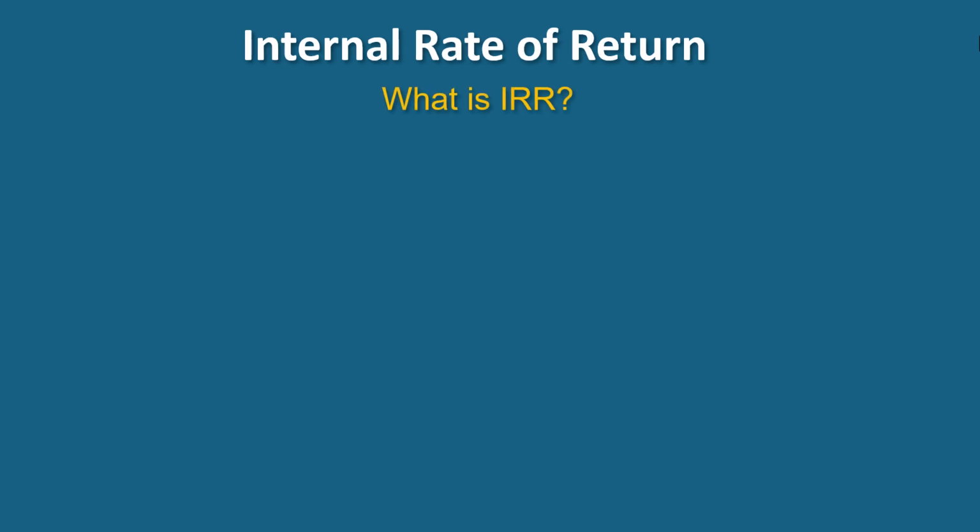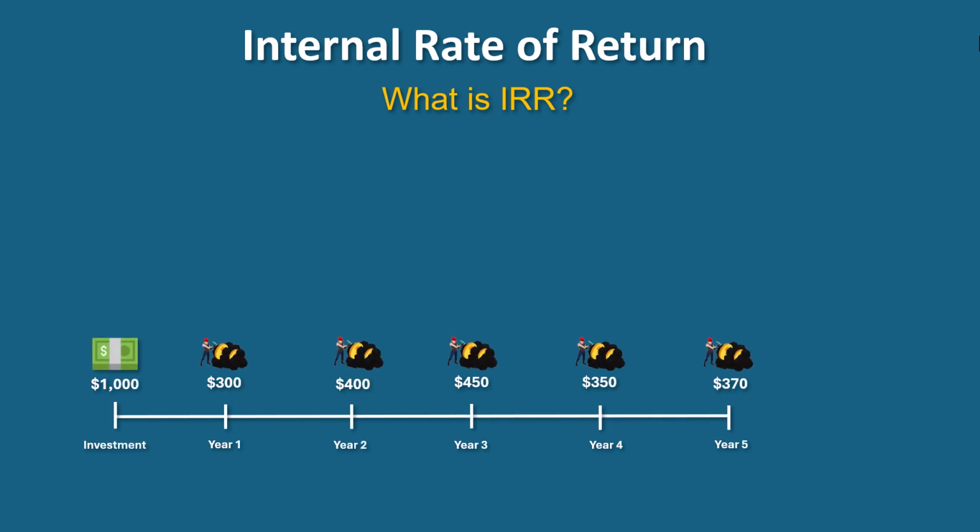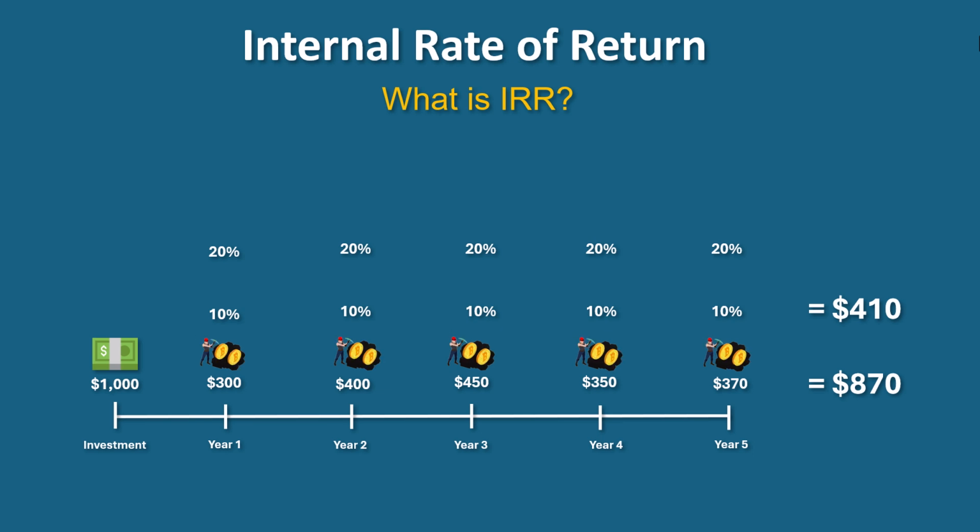Now, what is IRR? Let's understand it with our example. We have net cash flows from the project for 5 years. When we apply a 10% discount rate, we get a positive NPV of about $410. But if we apply a 20% discount rate, the NPV becomes positive but smaller, approximately $106. Finding the discount rate at which the NPV becomes exactly zero is called the internal rate of return, or IRR.